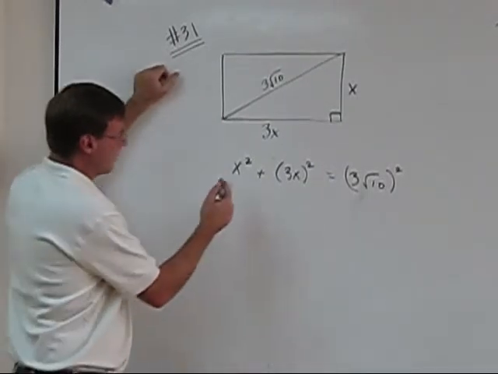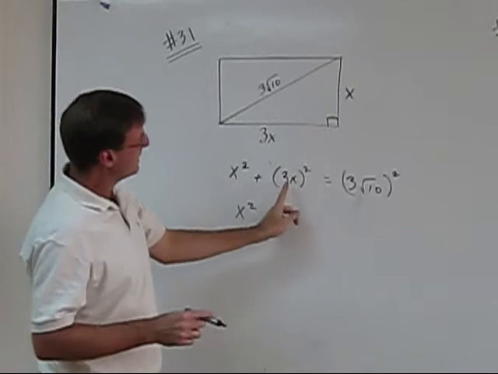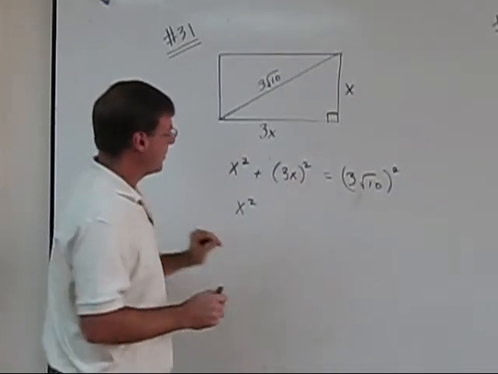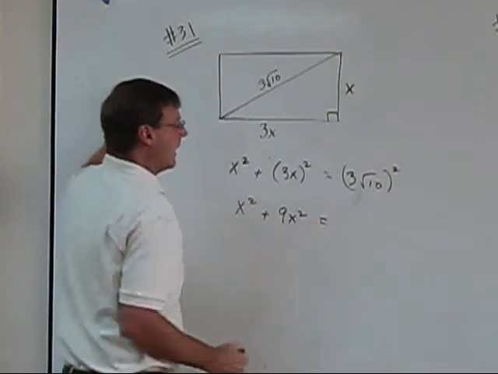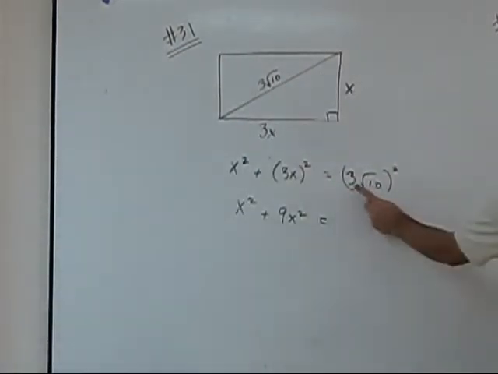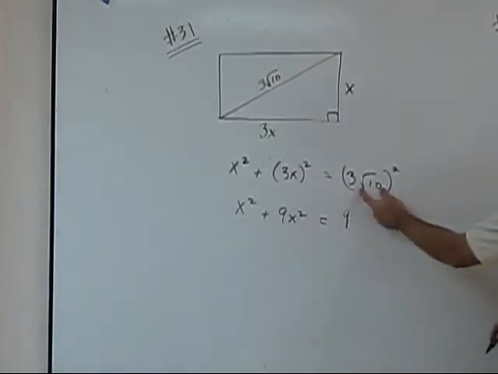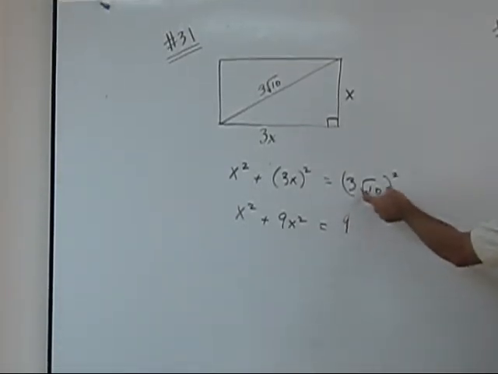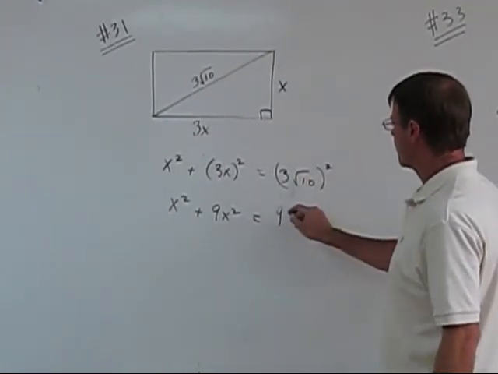Okay, now let's simplify a little bit. x squared, there's nothing I can do with that. When I square this, I need to square the x and the 3, so I get 9x squared. And over here, same thing. I need to square the 3, that gives me a 9. And I need to square the square root of 10. When I square a square root, the radical goes away. So I just get 10.